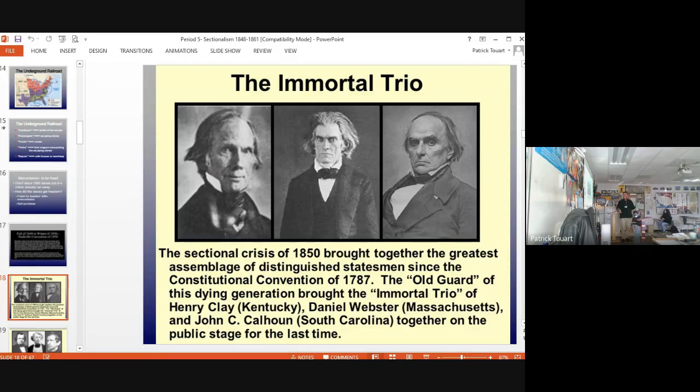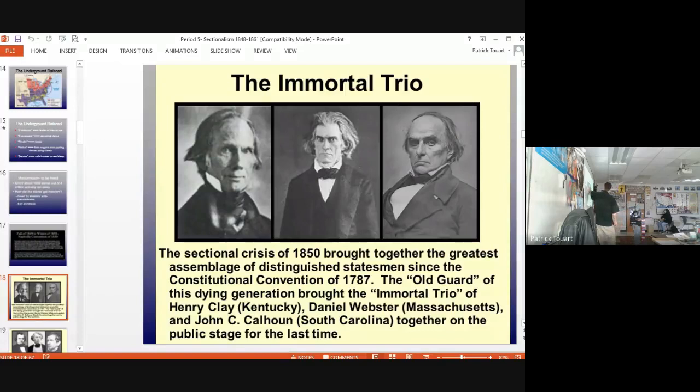Webster is actually the healthiest of the three, Black Dan they call him. Calhoun is dying. I think he had tuberculosis at the time, but he can't even stand and speak anymore. Clay is not healthy either. But all three of these men have been pretty much with the country since the beginning, almost. They're the second generation of leaders. And they're going to be the ones who step onto the stage for 1850 and try to keep the nation together. You understand? And they're going to succeed.